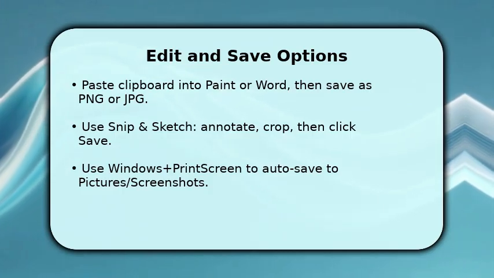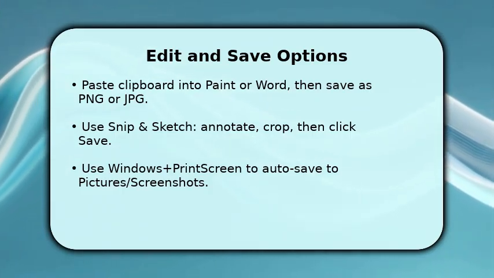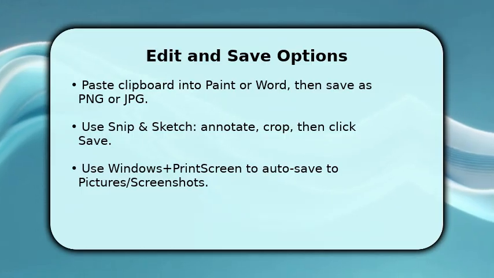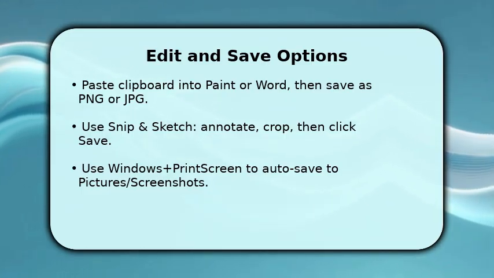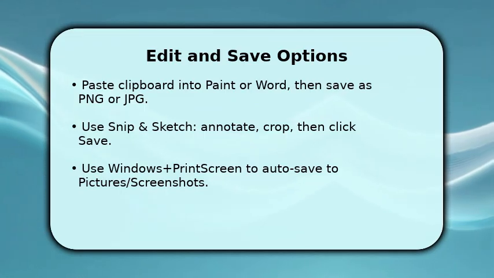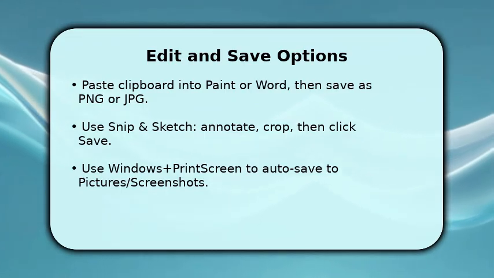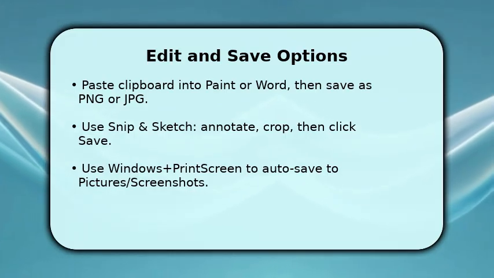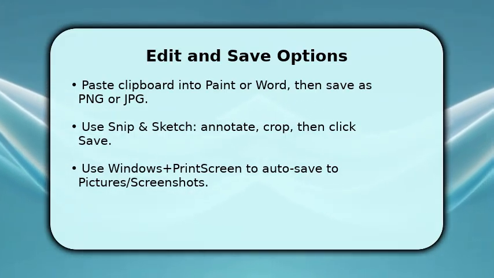If you used Windows plus Shift plus S, click the notification to open Snip and Sketch, where you can annotate, crop, and then press Save. It preserves clarity as PNG. Alternatively, press Windows plus Print Screen to automatically create a file in Pictures/Screenshots for instant access. Make sure to choose PNG for crisp lines or JPG for smaller files, depending on use.